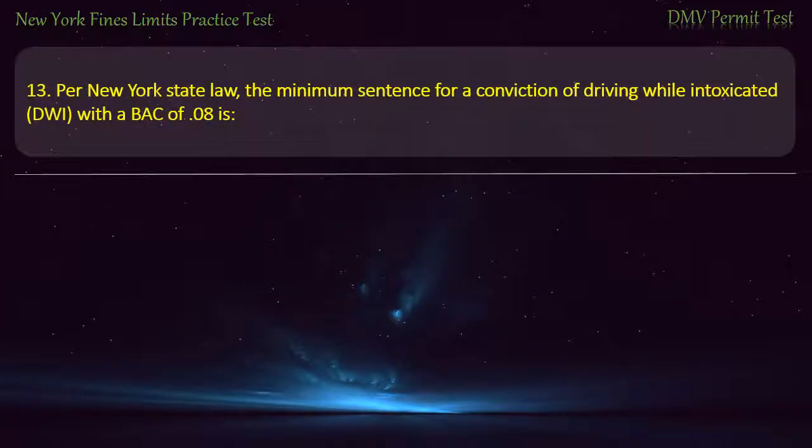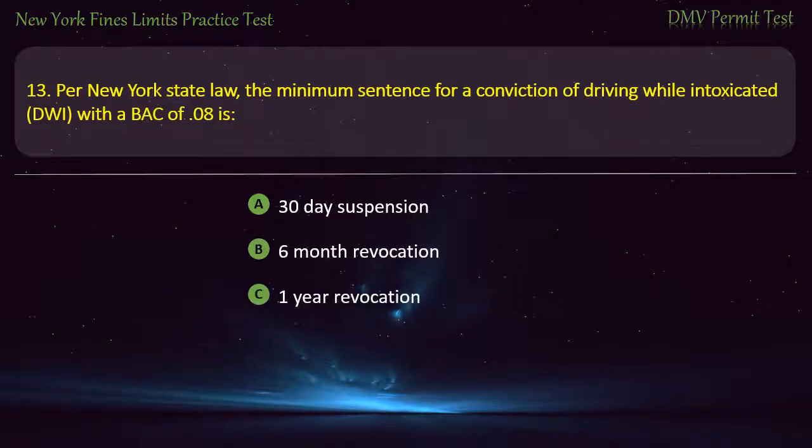Question 13. Per New York state law, the minimum sentence for a conviction of driving while intoxicated, DWI, with a BAC of .08 is a 30-day suspension, 6-month revocation, 1-year revocation, 90-day suspension. Answer: 6-month revocation.